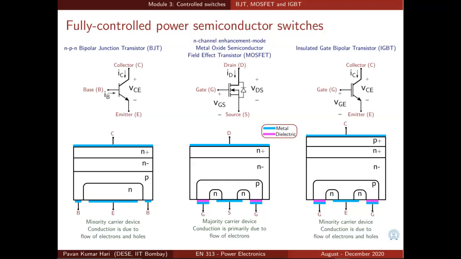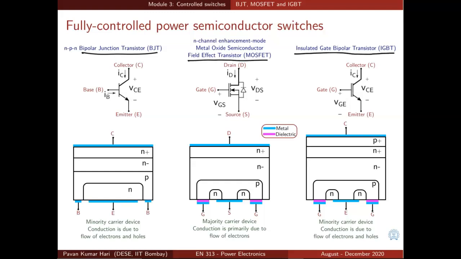Let us learn about a few fully controlled power semiconductor switches. Three fully controlled power semiconductor switches are shown here. Bipolar junction transistor, NPN bipolar junction transistor, and we have a MOSFET, and MOSFET stands for metal oxide semiconductor field effect transistor, and IGBT, which stands for insulated gate bipolar transistor.